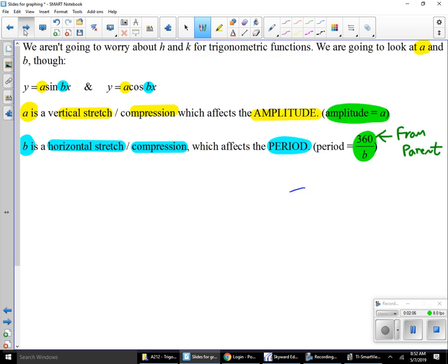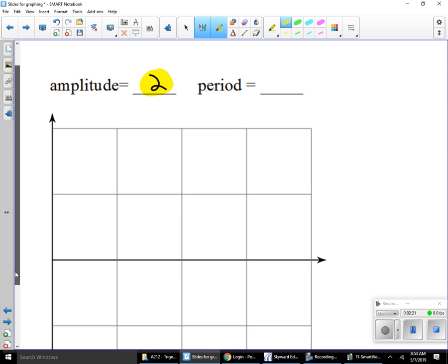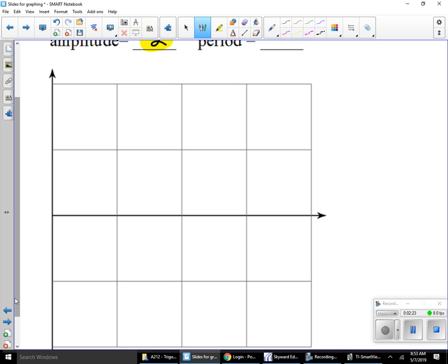Let's go ahead and try a couple of examples, starting with a cosine here. So the easiest thing to note is just that number in front. That's our amplitude. And amplitude will always just be that number in front. The reason we care about amplitude is because from our midline, from that 0, this function will go as high as 2 and as low as -2. So that's going to be the min and the max for this function.